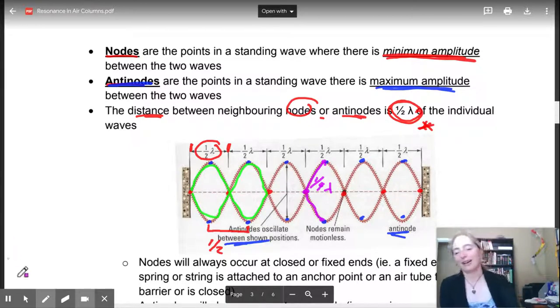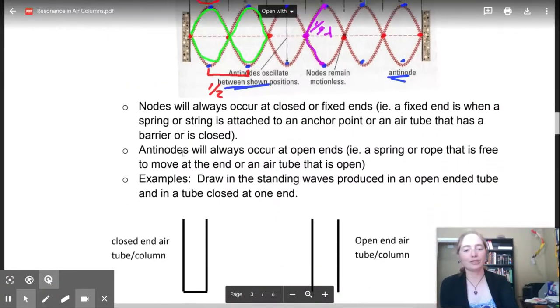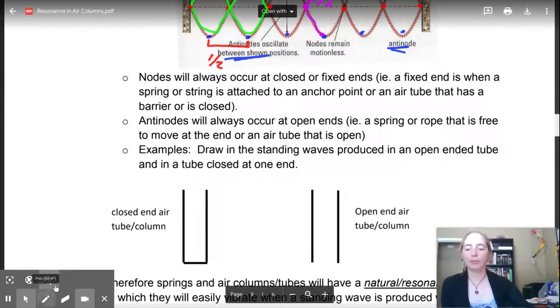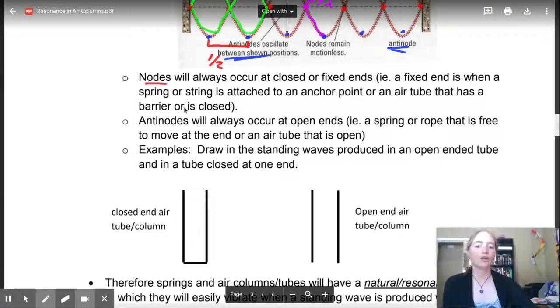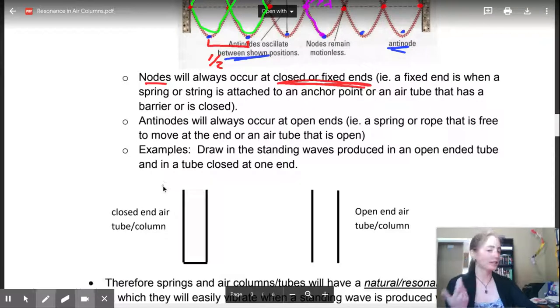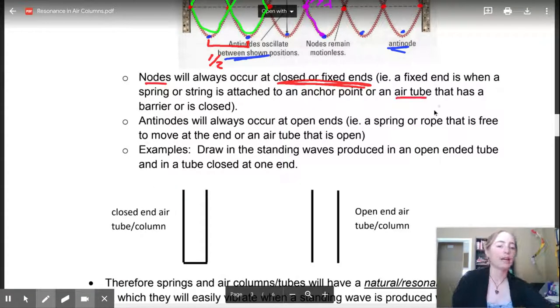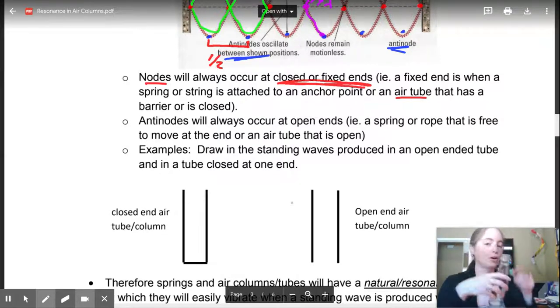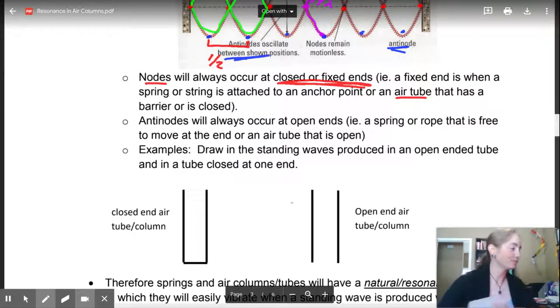Cool beans. All right. So ladies and gentlemen, a couple of other important points here before we get on to our drawings. Nodes always occur at closed or fixed ends. Okay, so that is important. So if you have a string that's going to be attached to an anchor point, or if you have an air tube that has a barrier or a closed end. So we're going to go back to our pop bottle here. With the glass pop bottle, you have a closed end at the bottom and an open end at the other. So you're going to have a node always here. Okay. All right.